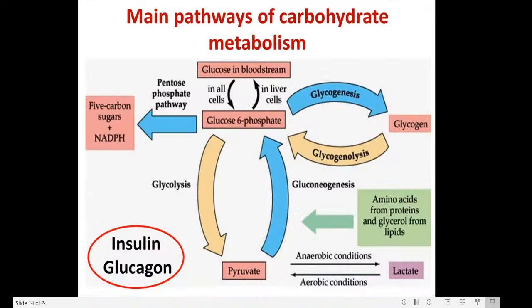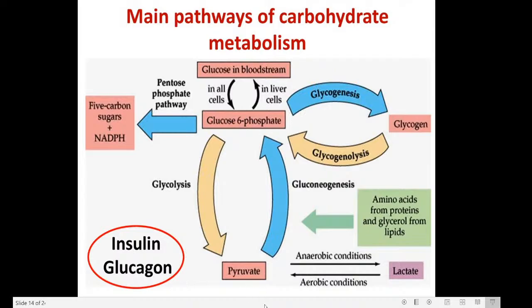Okay, entering into the metabolism path, the carbohydrate metabolism pathway. Here you can see glucose present in the bloodstream. The glucose present in the bloodstream is transferred to the cell. That cell converts it into glucose 6 phosphate. That cell itself has the glucose 6 phosphate to pyruvate pathway.